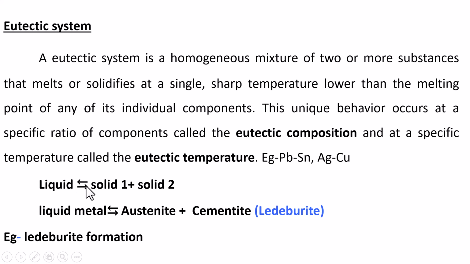Liquid on cooling becomes solid 1 plus solid 2, two different phases. For example, liquid metal on cooling will give a mixture of austenite plus cementite. That is simply called ledeburite. So, ledeburite formation in the case of the iron-carbon diagram is a eutectic system.